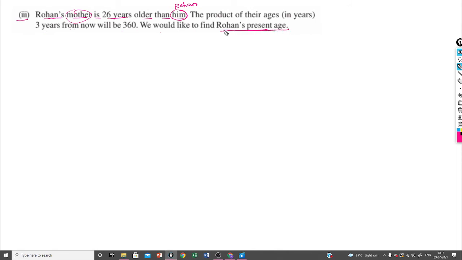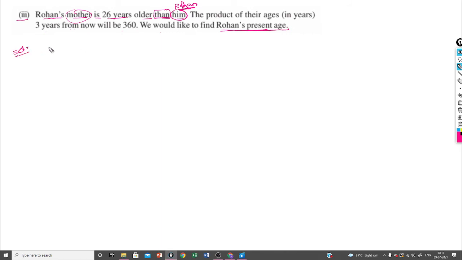We don't know the present age of the mother or of Rohan. Any one of their ages we will assume as x. So whose age are we assuming as x? Here you can see that the question asks for Rohan's age, so we will assume Rohan's present age as x.